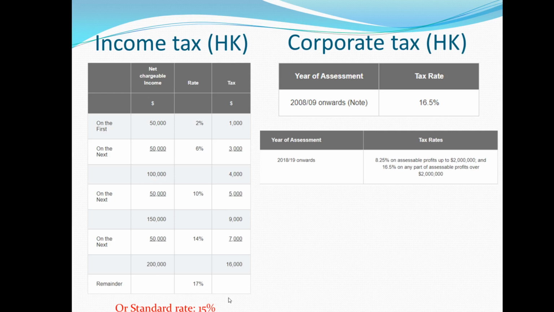But if you are earning so much money, of course you don't want to pay the rest of it at 17%, because that will be too much for you. You would rather pay 15%, so that at the end your tax expense will be cheaper.